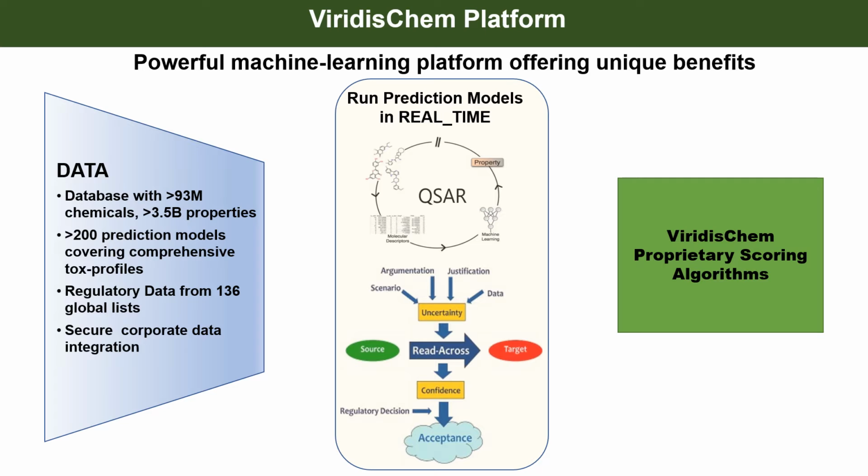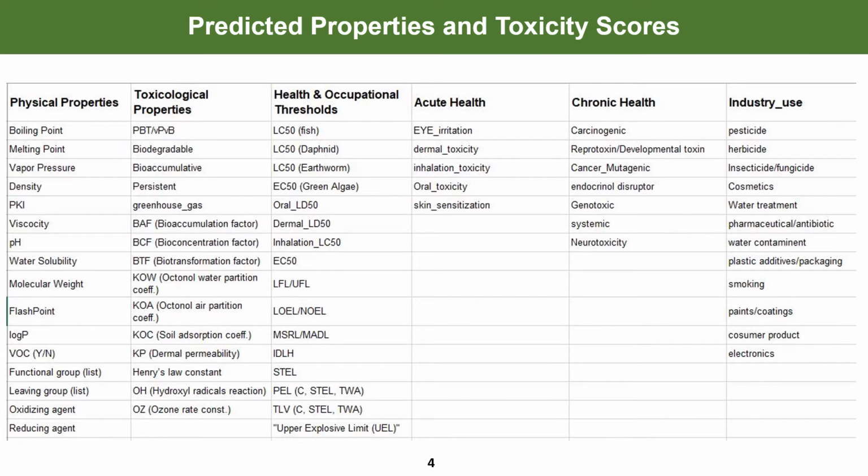Whenever there are data gaps, ViridisChem utilizes industry standard prediction models to generate in silico data. Utilizing the 48 properties per chemical and OECD guidelines, it has developed its own proprietary algorithms to provide ecological, health, and safety scores. Here are the properties chemical analyzer can provide. Where the experimental data is not available, it selects and executes machine learning prediction models to provide predicted properties.